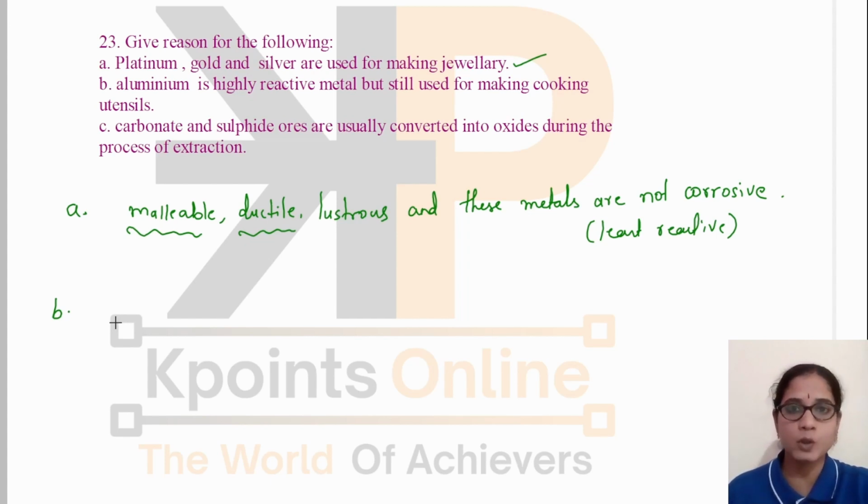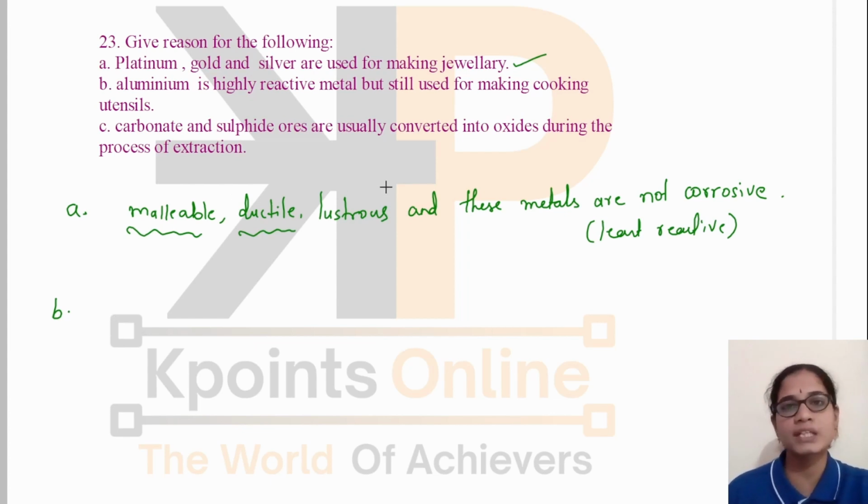Once this aluminium oxide is formed, it forms a protective layer on the aluminium metal so that it prevents the further reaction of the aluminium metal with the external environment. Because of the formation of this protective layer of aluminium oxide, it will not react with the environment or any gases or any moisture present in the environment.